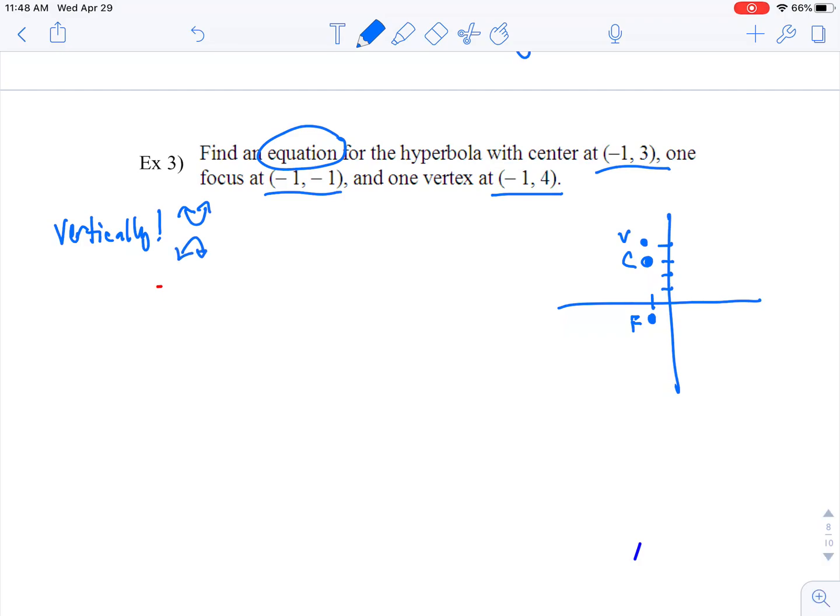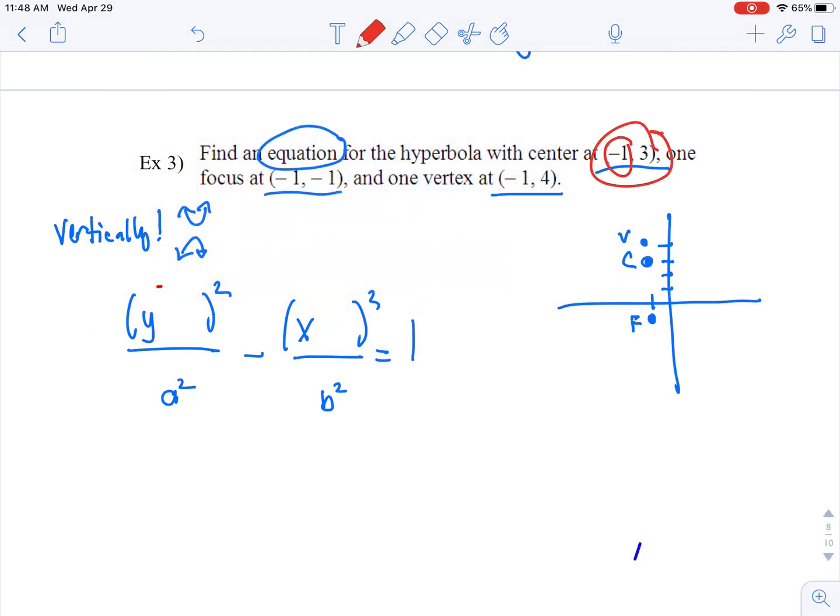And if the hyperbola opens up or down, then that tells me it has to start with y, and then I will subtract the x, and that it's equal to 1. So I kind of have the setup now. Remember that a squared always comes first and then b squared in a hyperbola. So now let's see if we can get some of these values. Now, the center we were given, so we can plug in that center right away. We're going to plug in this minus 1 with the x. Remember, when I subtract negative 1, I'll add it. Then I'm going to plug in that 3 with the y, so I will subtract 3.